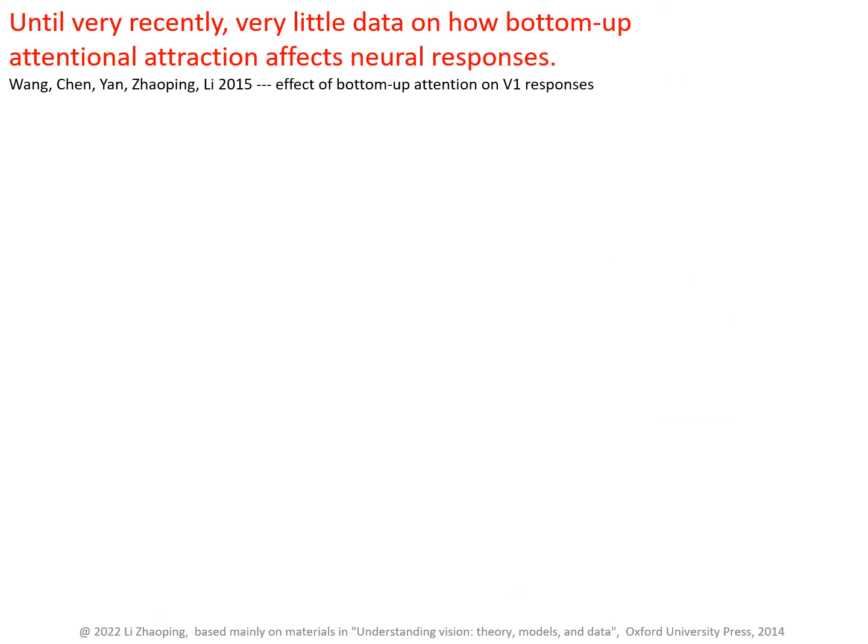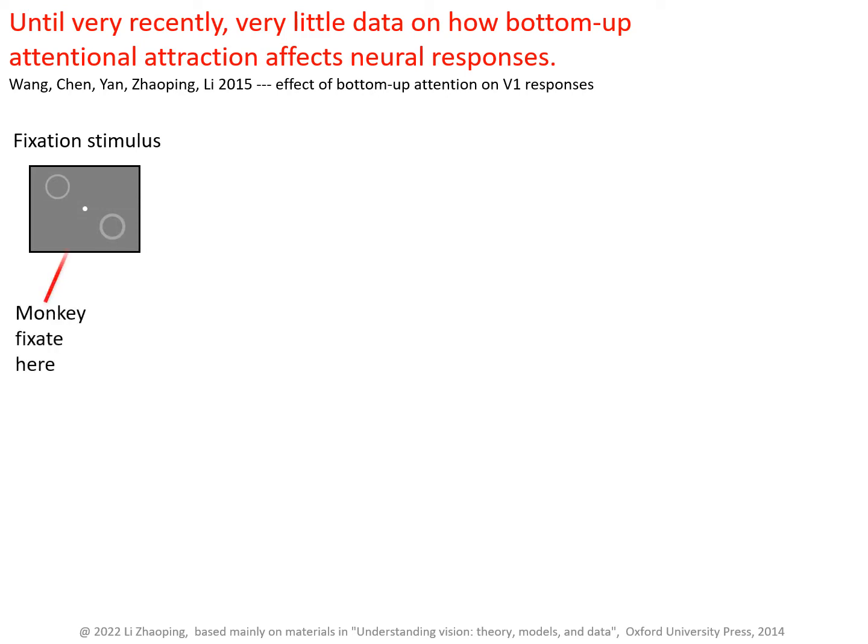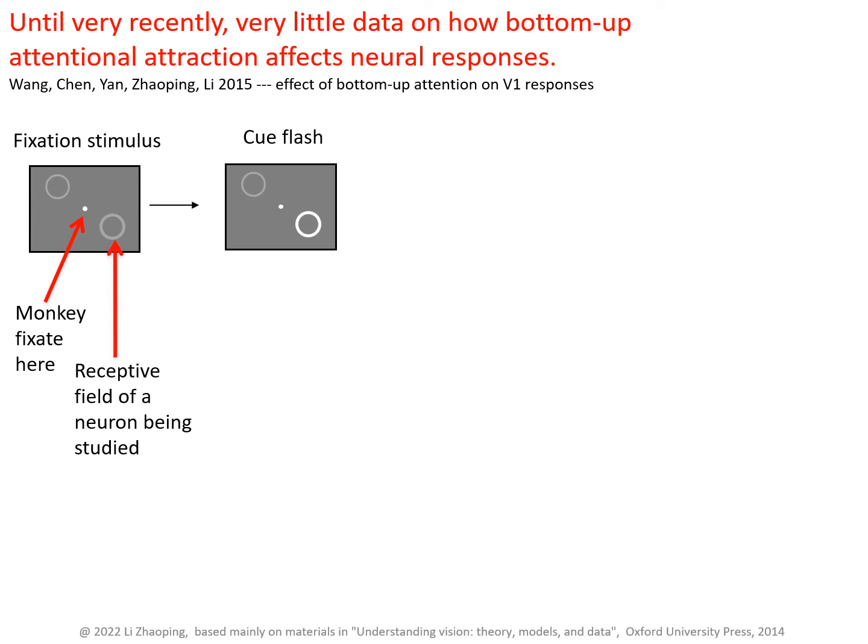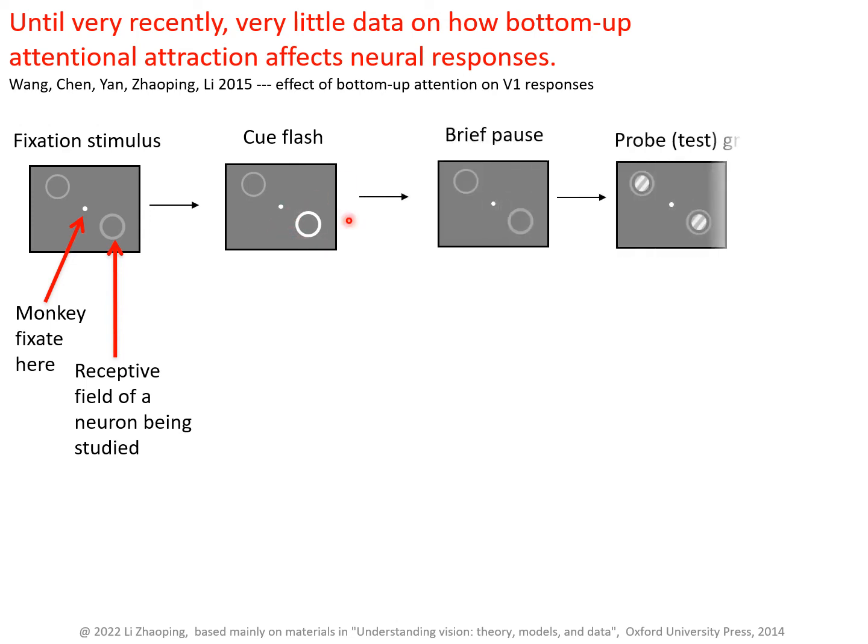So far, only one study showed how neural responses are affected by bottom-up attentional attractions. It studied attentional effects on V1 neurons. This is the fixation stimulus in the study. The monkey fixates on a central point, and this is the receptive field of the neuron being measured, and then the exogenous cue flashed after a pause, and the probes appeared.